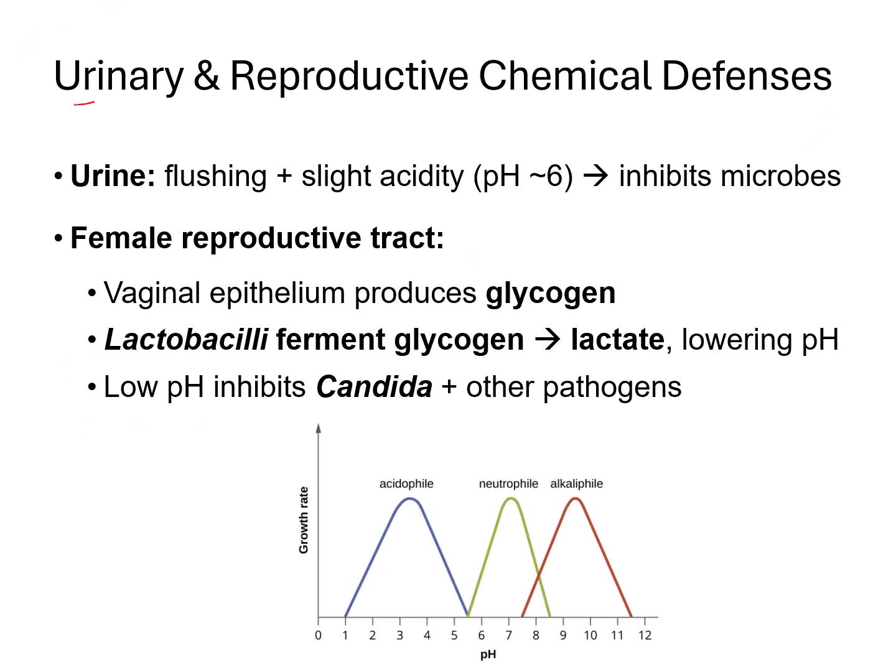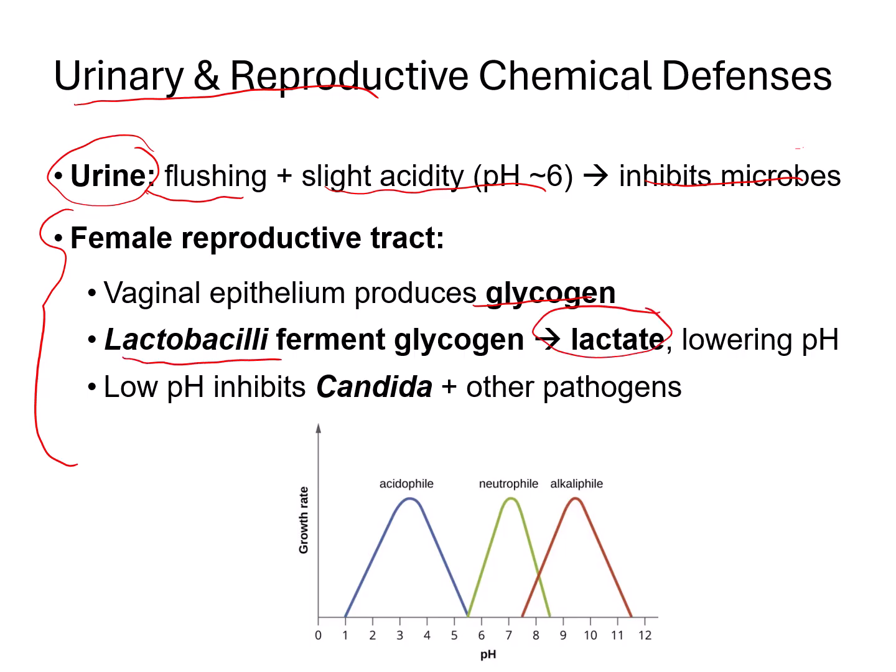Within the urinary and reproductive systems, we have urine that provides a flushing action and also maintains a slightly acidic pH of about 6 that inhibits microbial growth. In the female reproductive tract, vaginal cells produce glycogen, and then lactobacilli will ferment that glycogen to produce lactate, also known as lactic acid, that lowers the vaginal pH. This acidic environment will suppress opportunists like Candida, as well as other pathogens.